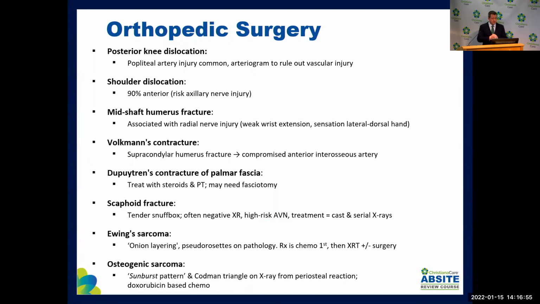Ewing sarcoma is going to be generally a young patient with pseudorosettes on pathology, or onion layering also seen. Treatment there is going to be chemo first, then radiation, plus or minus surgery. Osteogenic sarcoma will have that sunburst pattern or a Codman triangle on x-ray from that periosteal reaction, and is generally just treated with doxorubicin.